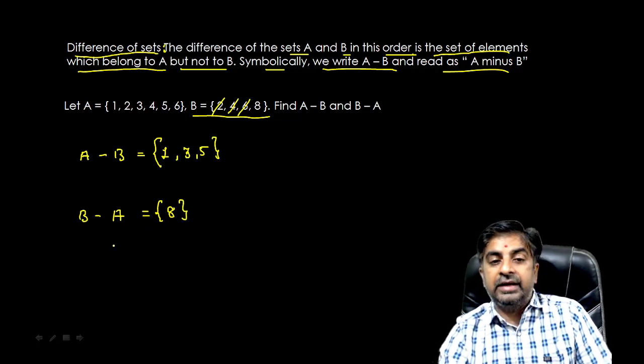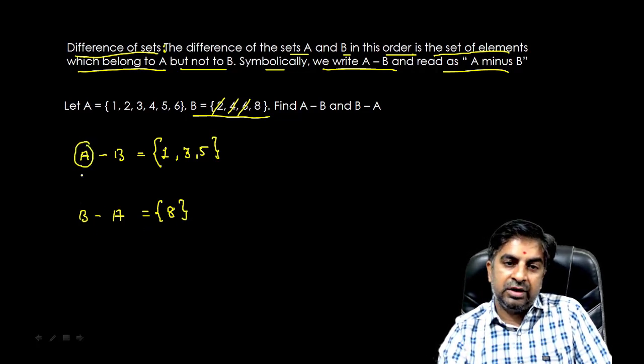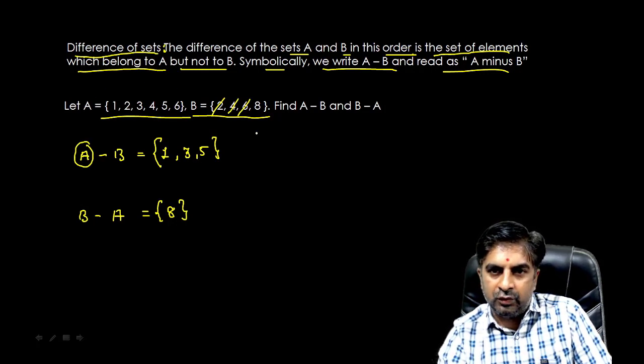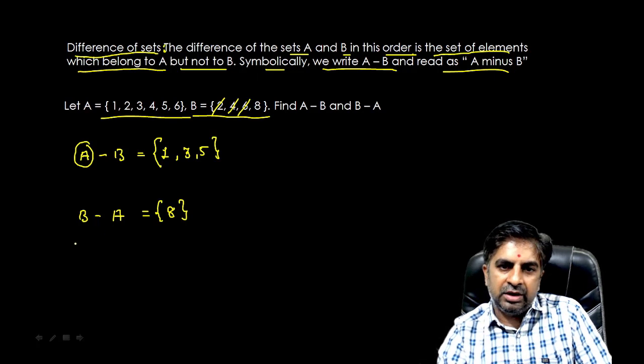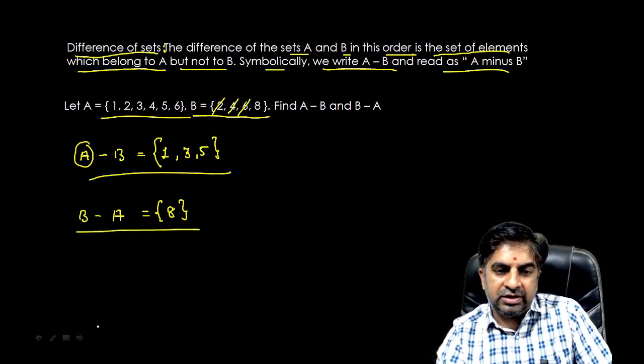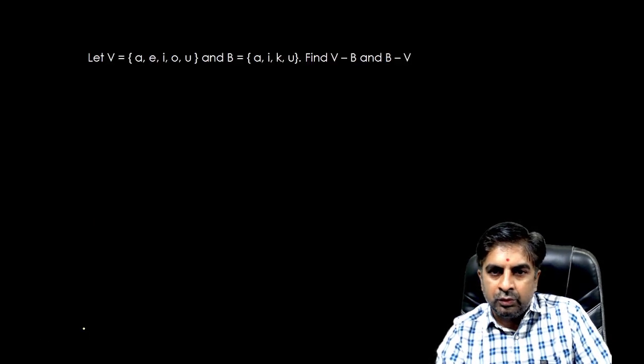Please keep this in mind, guys. Your main term is the first one. In A minus B, A is your main term, you need to subtract from this, and whatever is remaining you need to write down. In B minus A, B is your main term, you need to subtract the terms which are in A from this, and the remaining you need to write down. Okay guys, so this is difference of set. This is a little bit you need to practice, guys.